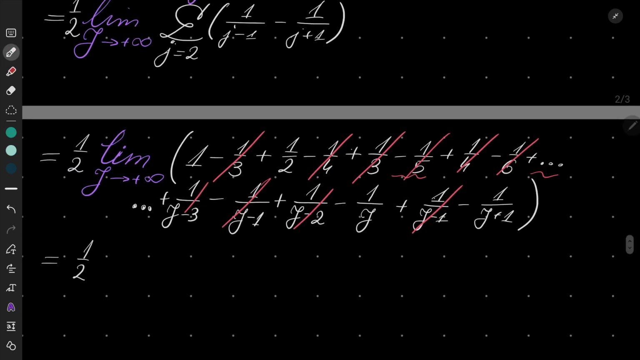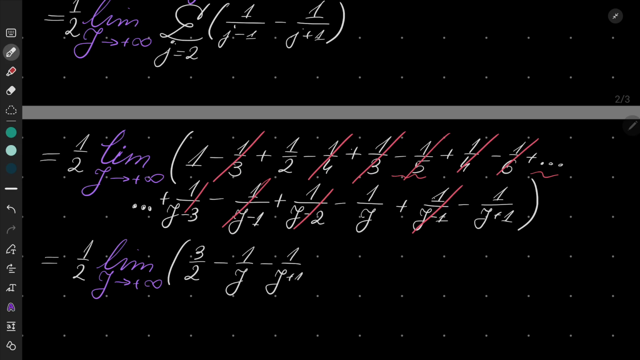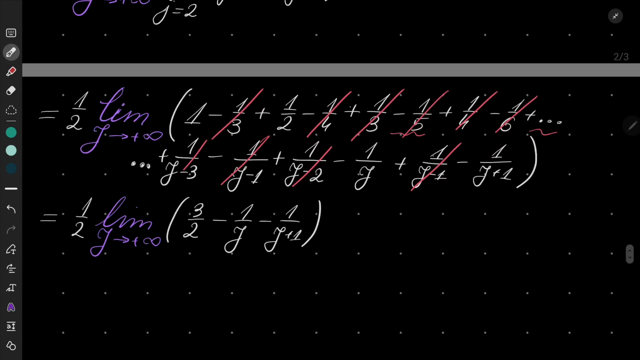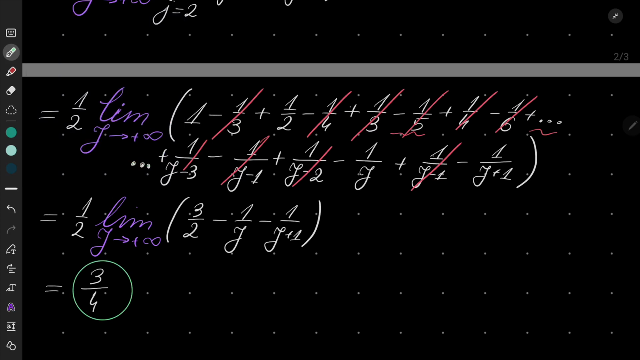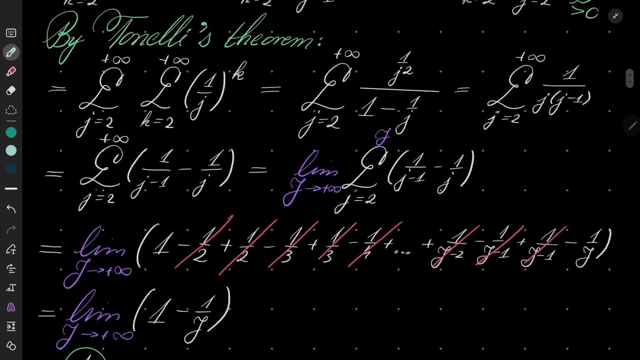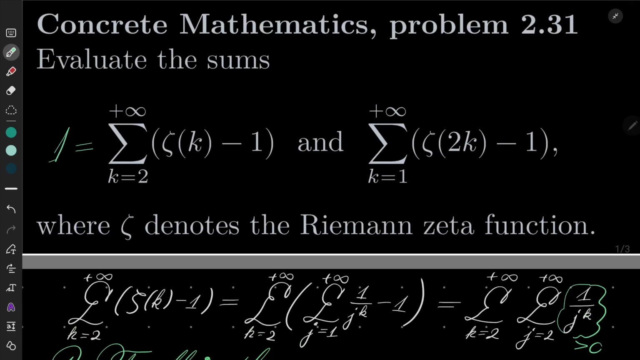So it's 1/2 times the limit as j goes to infinity of 1 plus 1/2, which is 3 over 2, minus 1 over j minus 1 over j plus 1. Obviously, as j becomes bigger and bigger, this part vanishes, and we are left with 1/2 times 3 over 2, 3 over 4. And that is our second result. So all in all, our first sum equals 1, while the other sum equals 3 over 4.